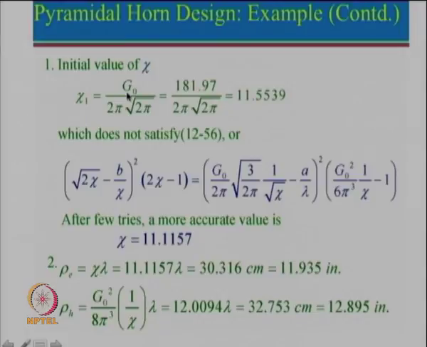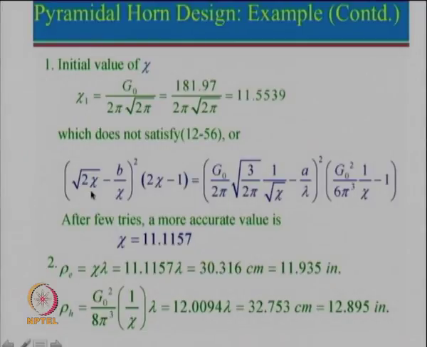And then this is the initial guess. If you use this particular guess, as we will see, the solution is relatively close. But for a given value of G0, the xi value is given by 11.5539. Now, if you substitute this value of xi in this particular equation, you will see that the left hand side is greater than the right hand side.